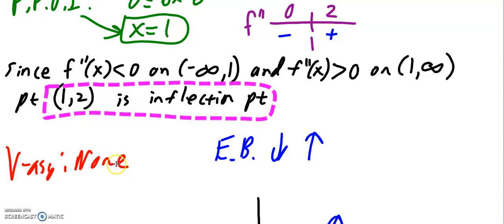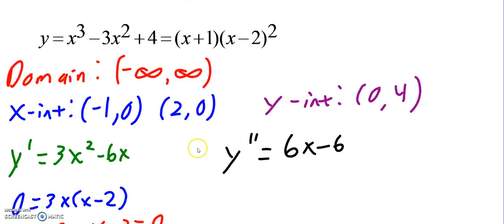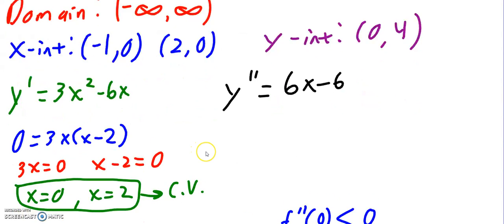There are no vertical asymptotes for this graph. It's a polynomial. The end behavior is down, left, up, right. I know that because I have an odd degree and a positive leading coefficient.